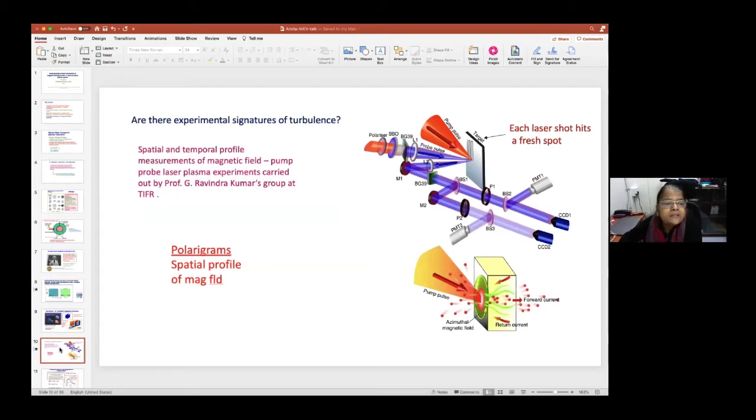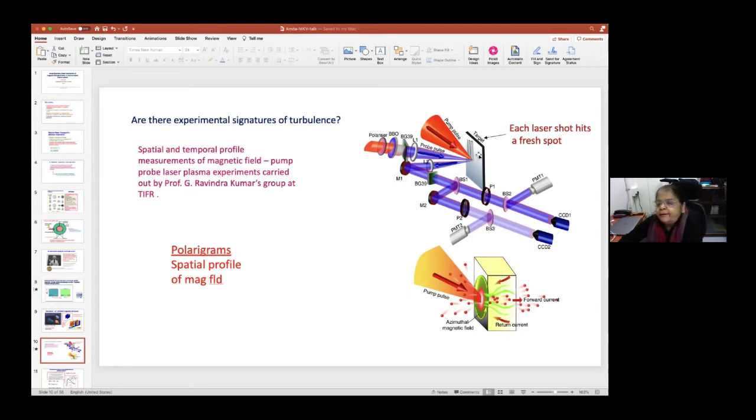So are there any experimental signatures of this turbulence? That was the question. And there were a series of experiments which were performed by Professor G. Ravindra Kumar's group at TIFR. What he did is that he has a target, and then he sends a pump laser pulse which ionizes the target, and in the same plasma, it is overdense plasma, it generates energetic electrons which go inside.